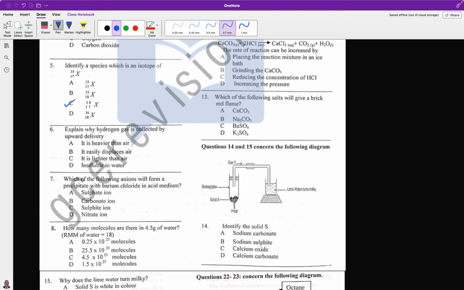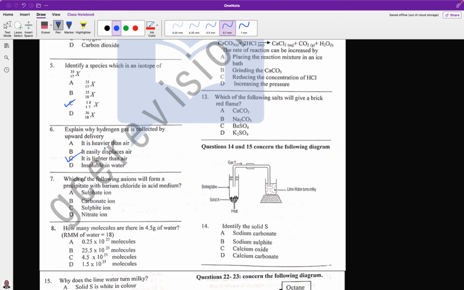So our answers now say: A, it is heavier than air. No. B, it easily displaces air. No. C, it is lighter than air. Yes. We don't need to go further. So it is lighter than air.